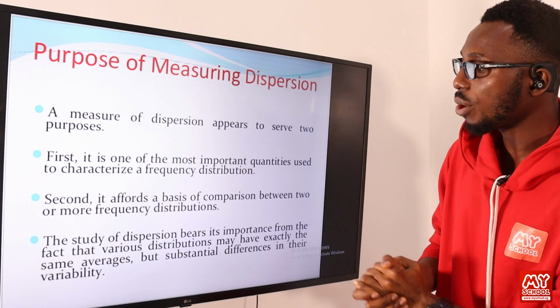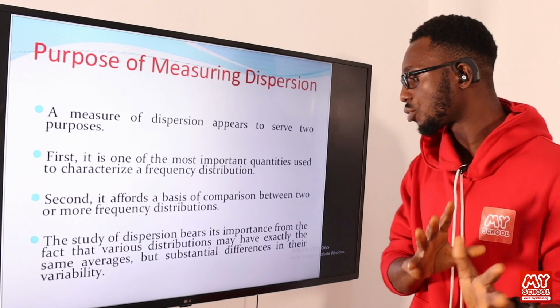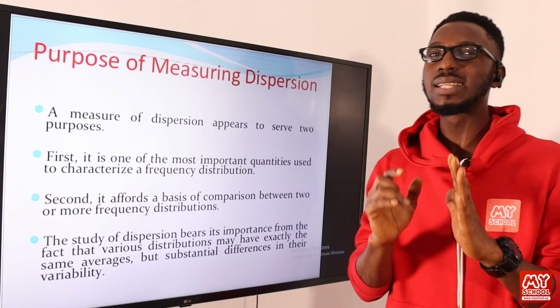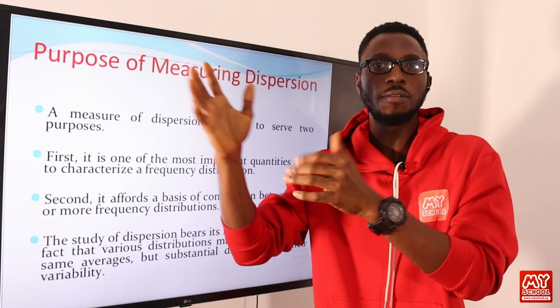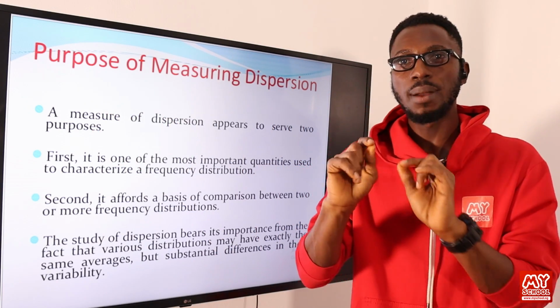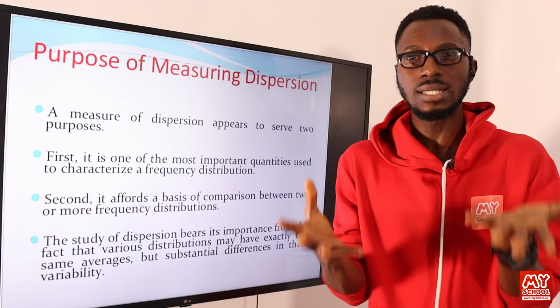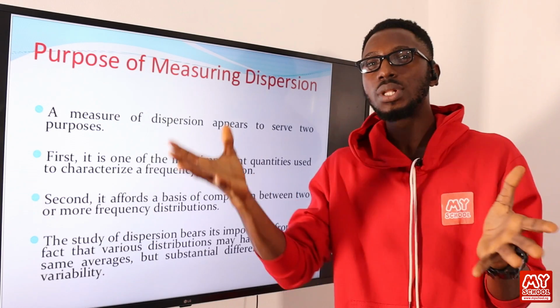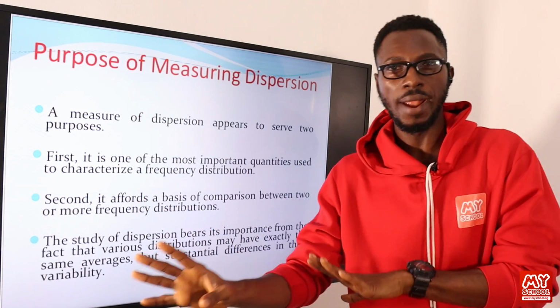Then the study of dispersion bears its importance from the fact that various distributions may have exactly the same averages. Imagine that I have a set of data, probably 1, 2, 3, 4, 5, and I have another like 6, 7, 8, 9, 10. By the time you find their averages, they have the same thing. So you can say that even though the member data there are different, the averages are the same.